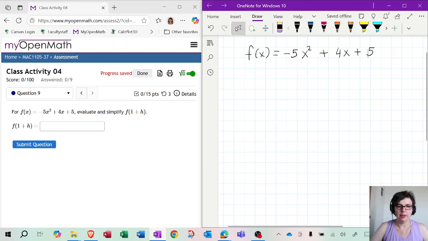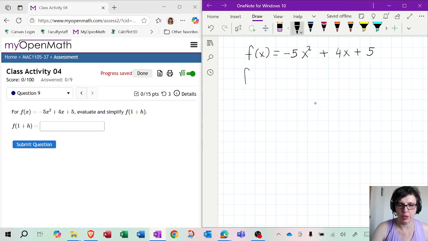Hi guys, in this example we're going to take a look at computing f of 1 plus h for a given quadratic. Now it may seem like it's a difficult problem actually, and it kind of is, but if you need to take any more math classes you're going to need it, so it's good to practice. Okay, so this is what I'm trying to compute, f of 1 plus h.